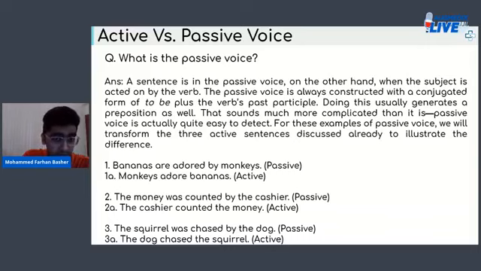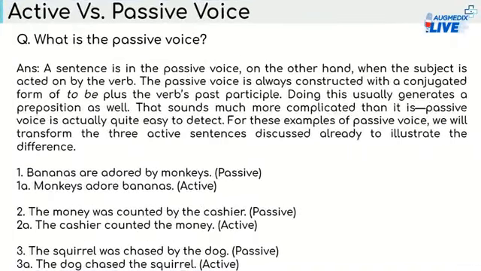Now, this is the passive construction, or the passive voice. This sentence is now in the passive voice, whereas it was in the active voice, saying the cashier counted the money. The squirrel was chased by the dog. Again, this sentence is now in the passive voice. In the active voice, it was the dog chased the squirrel. And note the differences here between the two sentences. Note the difference between sentence number 1 and sentence number 1a.